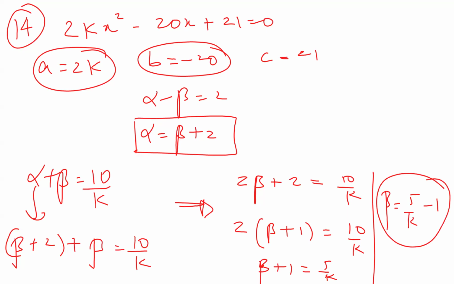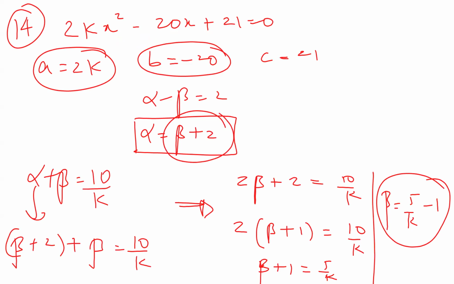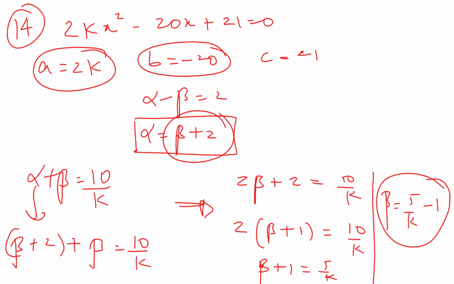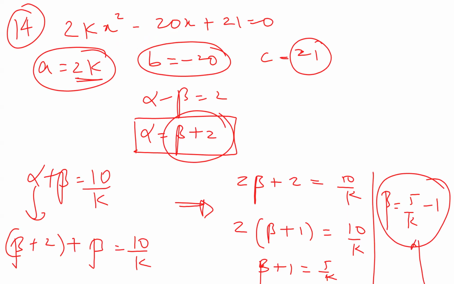Now alpha into beta is equal to c by a. Alpha is equal to beta plus 2. That value we will substitute over here. Beta plus 2 into beta is equal to c by a. Now we can put the values of c and a as well. So c is 21 and a is 2k, so 21 upon 2k. Now put the value of beta which we have calculated. The value of beta is 5 by k minus 1.